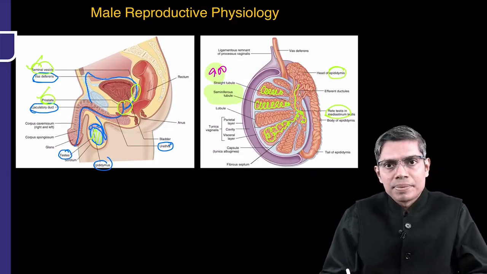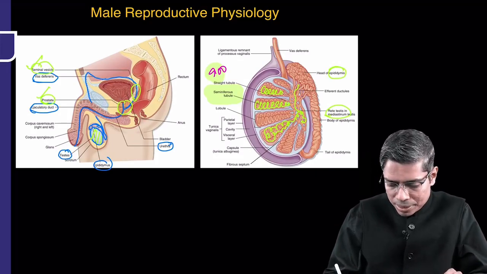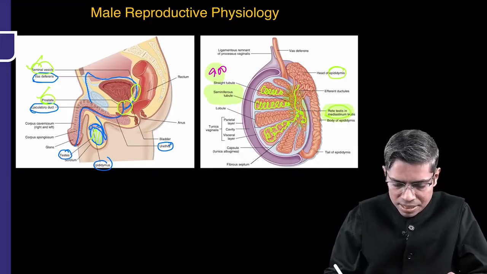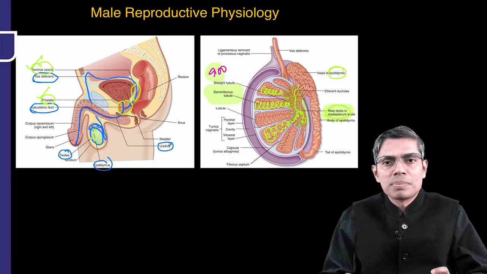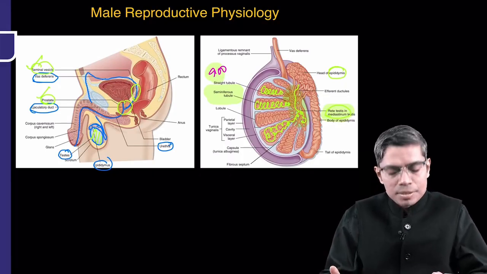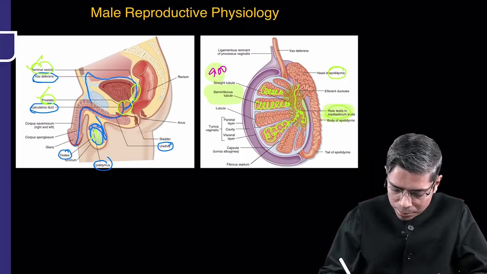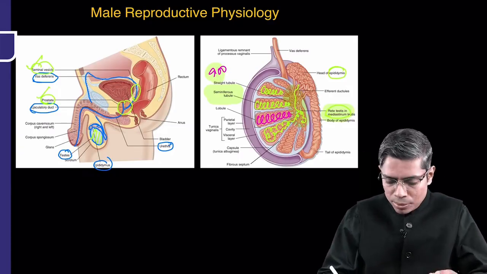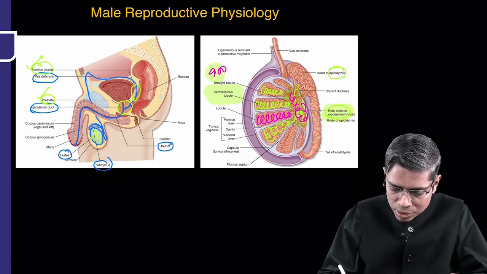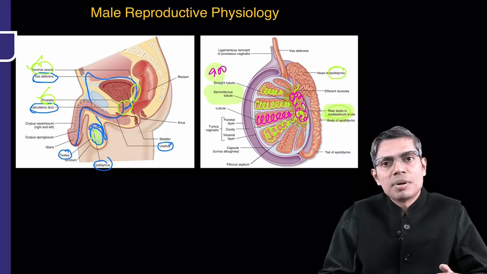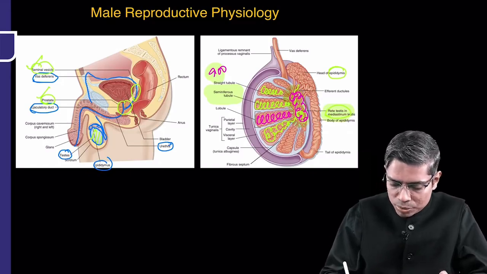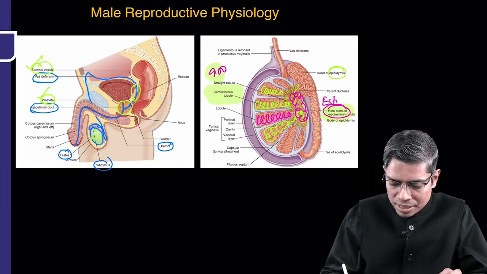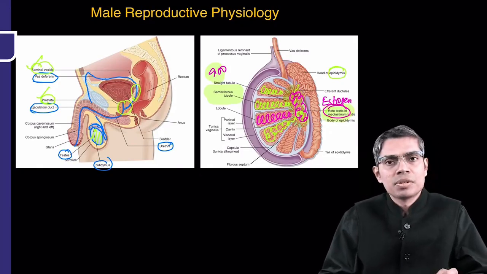Now, each of these parts has a different function. For example, if I ask you what is the function of this rete testis, at the level of this rete testis there will be reabsorption of excess fluid for the concentration of the sperm. What is the meaning of that? It means when sperm production occurs at the level of this seminiferous tubule, they are diluted sperm. Now from that diluted sperm, you have to reabsorb a huge amount of fluid, and then only will the sperm be concentrated. This reabsorption of fluid occurs at the level of rete testis under the influence of one hormone, that is estrogen. So this can be asked in a future MCQ, so remember this.